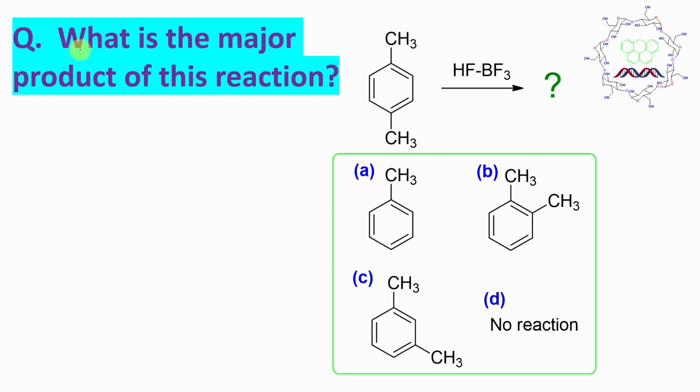Today's topic of discussion is one MCQ. The question is, what is the major product of this reaction? This is actually paraxylene. If you treat it with HF-BF3, what is the product? So four options are provided.